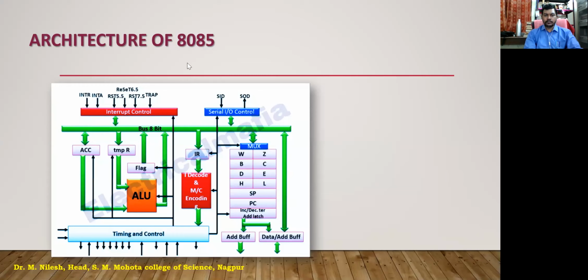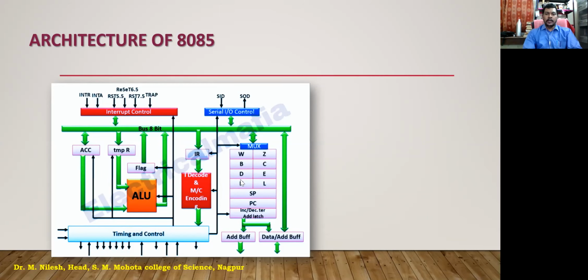So if you are able to see this, what we have started with is the general purpose registers B, C, D, E, H, and L. So we have 6 general purpose registers. Registers you have studied in semester 3, in which we studied shift registers, right shift, left shift, in which we have 8 flip flops. So 1, 2, 3, 4, 5, 6, 7, 8. So 8-bit data can be stored at a time in this register. So they are called general purpose registers.